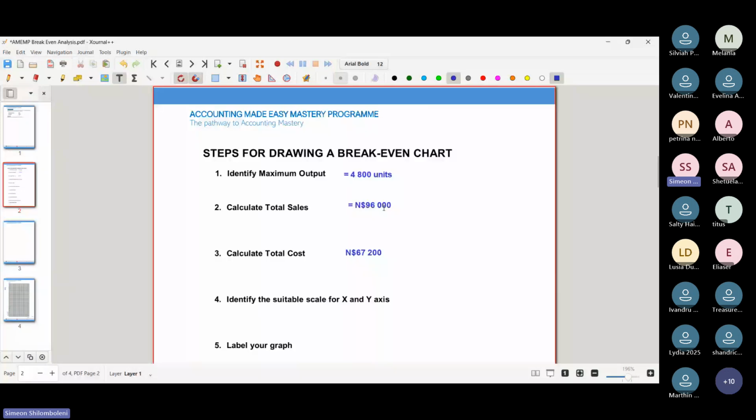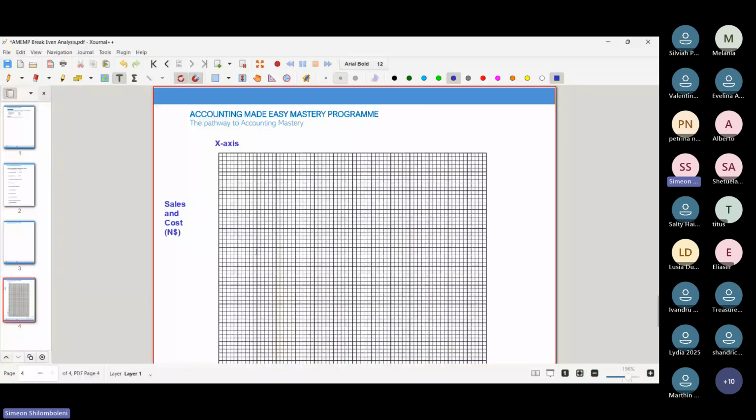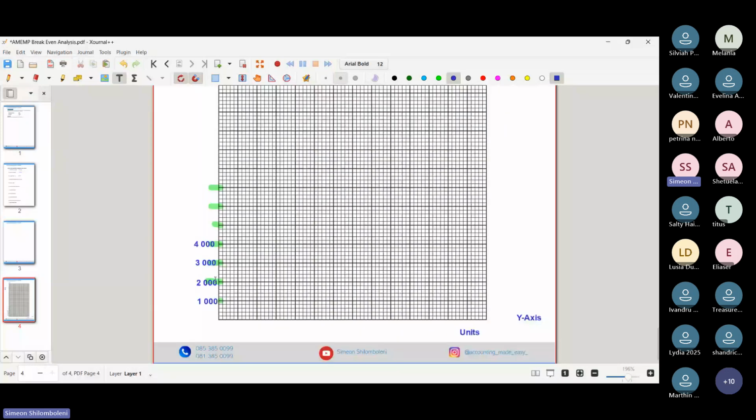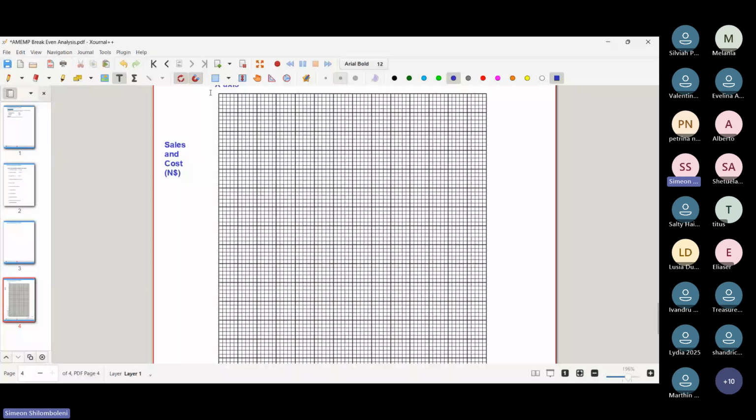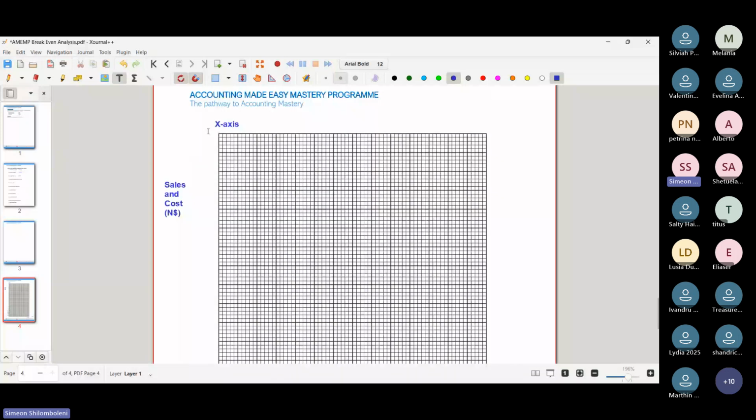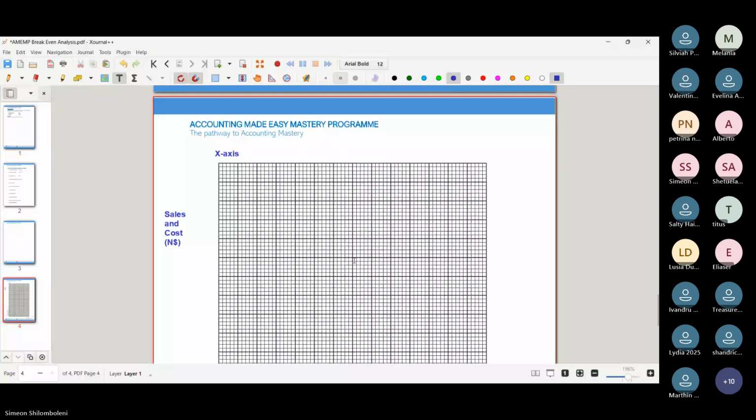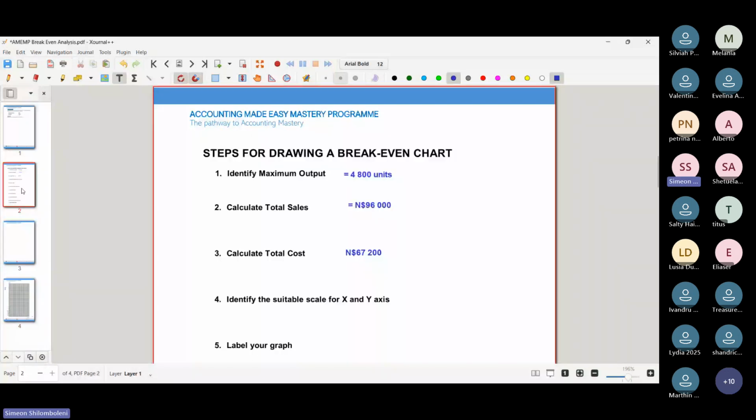Now, the problem with putting 1,000, 2,000, 3,000, the information that you have here, especially the total sales of 96,000, might not fit on your graph because you will just have 1,000, 2,000, 3,000, 4,000, but it will never get to 96,000. If I plot everything here with a margin of 1,000, I might just get maybe to 22,000. So it is not yet enough.